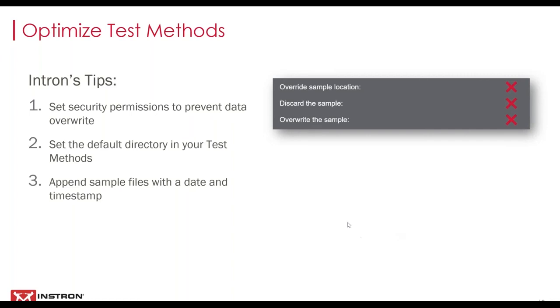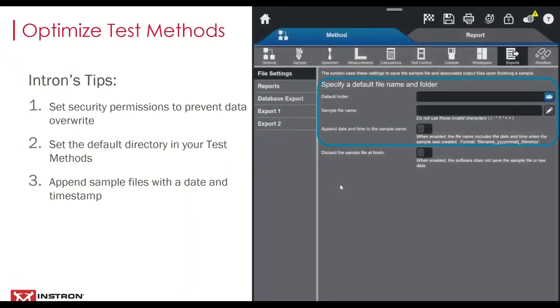So tip 2 and tip 3 focus on configuring the methods: configure methods to set the default directory and append all test data with a date and timestamp. Both these options are in the file settings section of the method. As mentioned, when the default folder is configured in the method, this, in combination with disabling the override sample file location permission, sets the directory and prevents users from saving to a different directory.